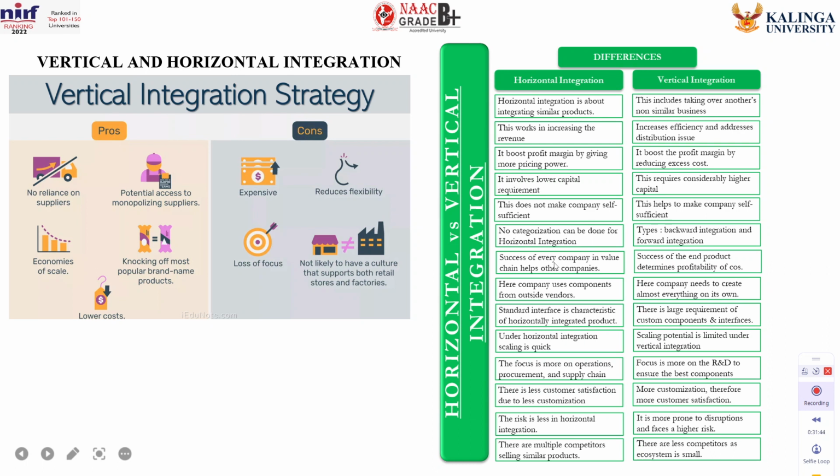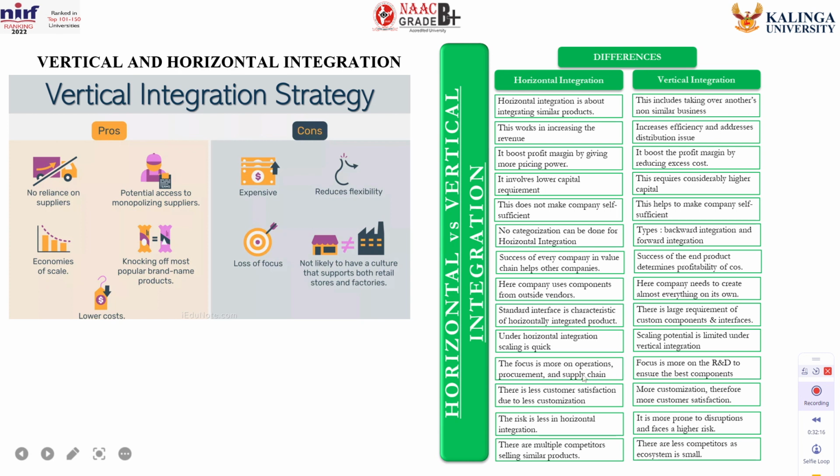In horizontal integration, the success of every company in the value chain helps other companies. In vertical integration, the success of the end product determines the profitability of companies. In horizontal integration, the company uses components from outside vendors, and in vertical integration the company needs to create almost everything on its own. A standardized interface is characteristic of a horizontally integrated product, and in vertical integration there is a large requirement of custom components and interfaces. Under horizontal integration, scaling is quick. Scaling potential is limited under vertical integration.